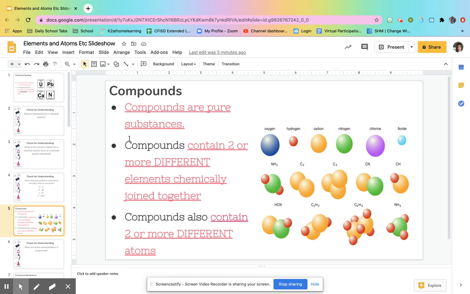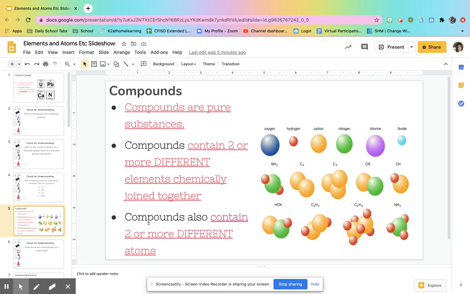All right. So now we've talked about elements. Let's talk about compounds. Okay. So we know that compounds are a pure substance as well, just like elements are a pure substance. But compounds contain two or more different elements chemically joined together. So they're different, and we know that they're chemically joined together. We talked about mixtures earlier, and we learned that mixtures are also elements that are joined together. However, mixtures can be separated easily, right?